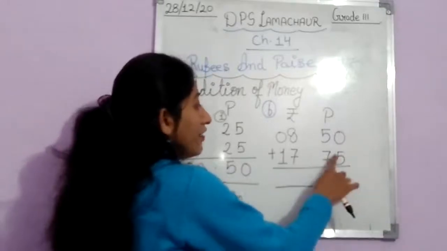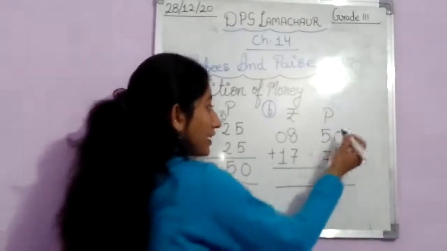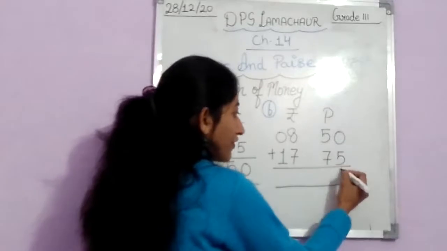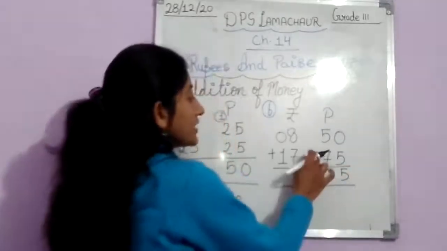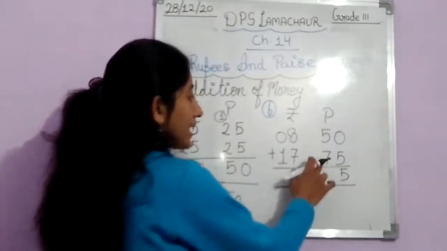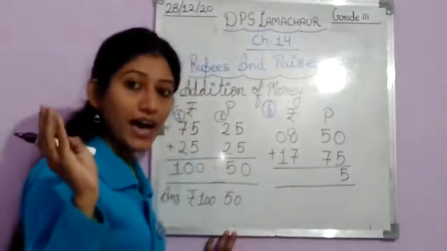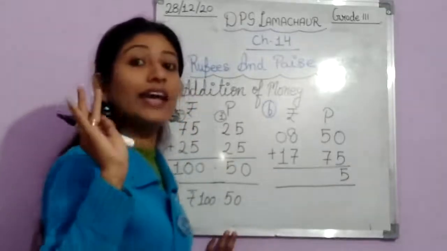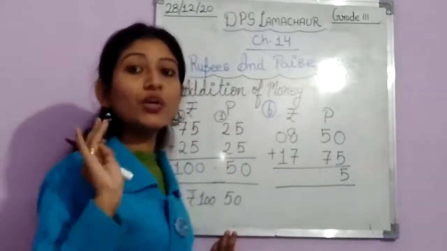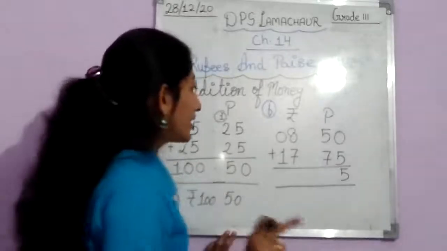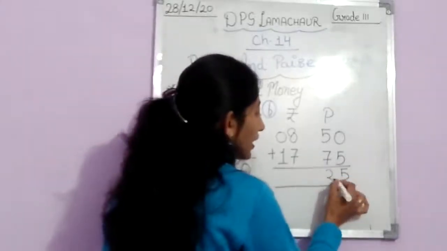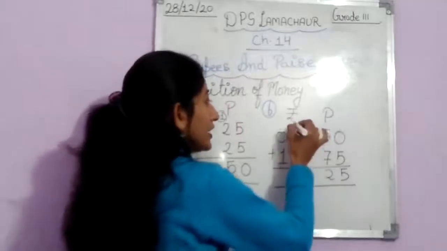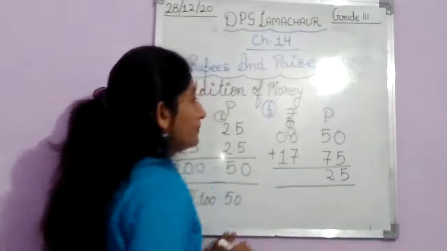Now let's add. 5 plus 0 means nothing, the number will remain the same. So 5 will be here. Okay. 7 plus 5. Now add: 7, 8, 9, 10, 11 and 12. What are we getting? 12. So what will be here? We will put 2 here and the 1 that we are getting will be carried.